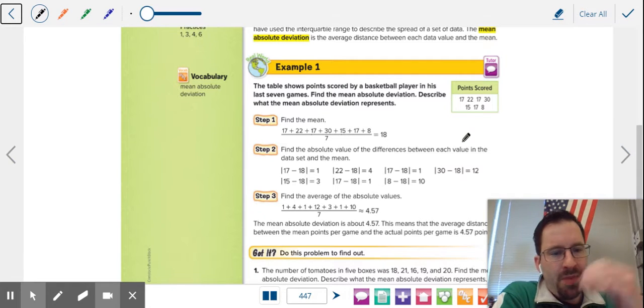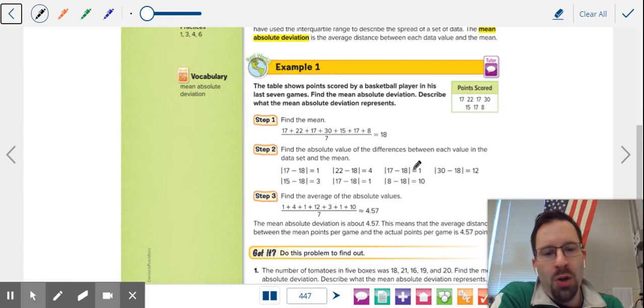So what's the mean absolute deviation? How far does each number deviate? Once you find the deviations, you find the mean of those. So it's a double mean.